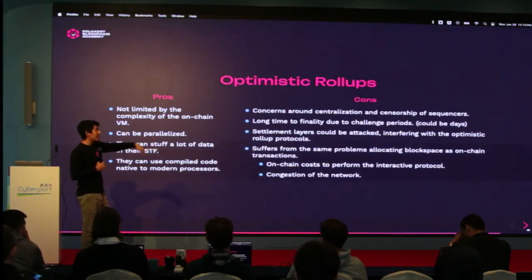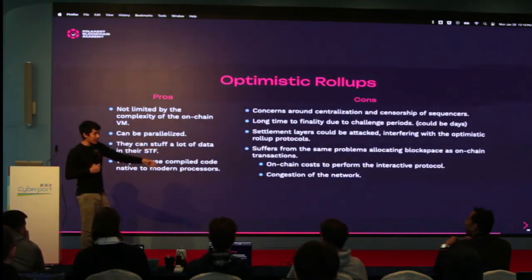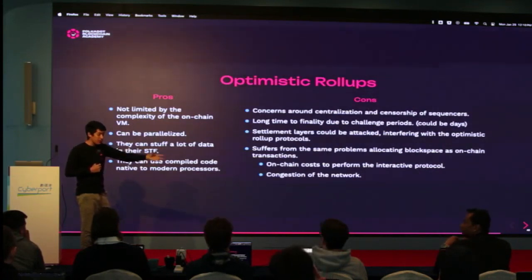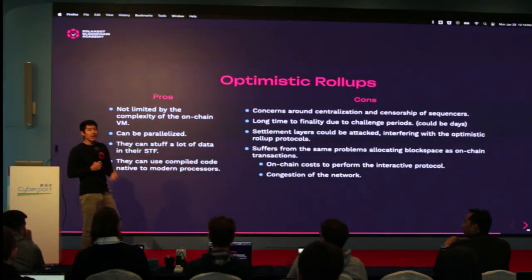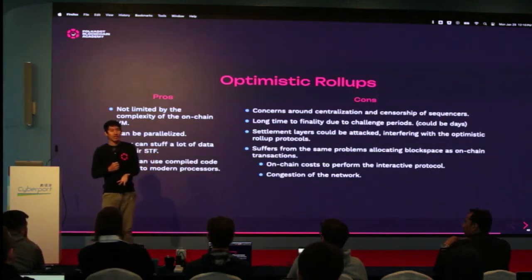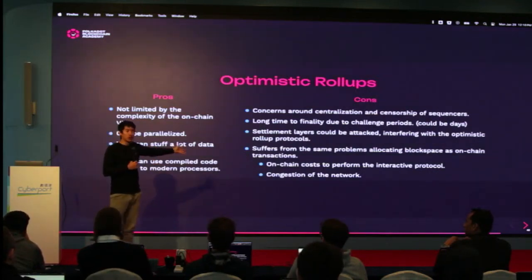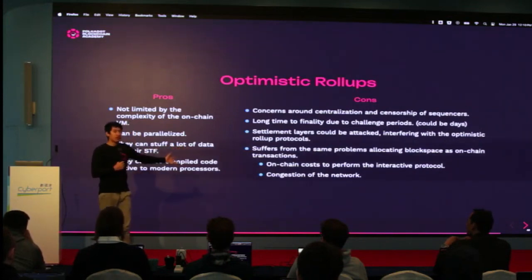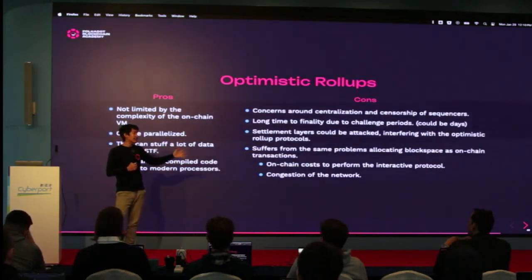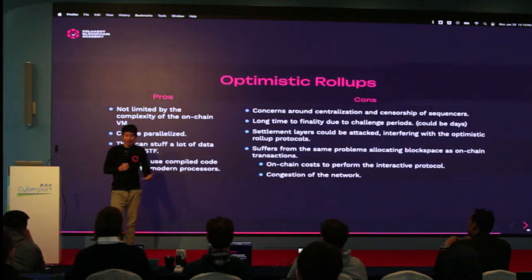On-chain costs to perform the interactive protocol, so you have to basically scale that layer to handle all the transactions of submitting a proof, challenging the proof, doing all that process is just transactions on Ethereum. So if Ethereum costs are $100 per transaction, that entire process becomes $100 per block, right? And congestion of the network. So basically, you are limited to the scaling of that settlement layer.